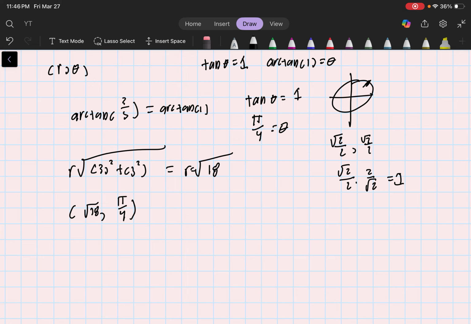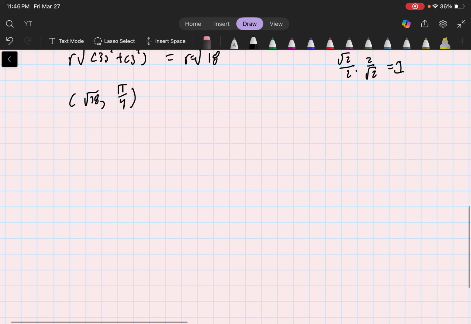You could probably simplify that radical, I guess. You can do 9 times 2, keep that, root this. Yeah, you could do 3 root 2, pi over 4 for your coordinate.